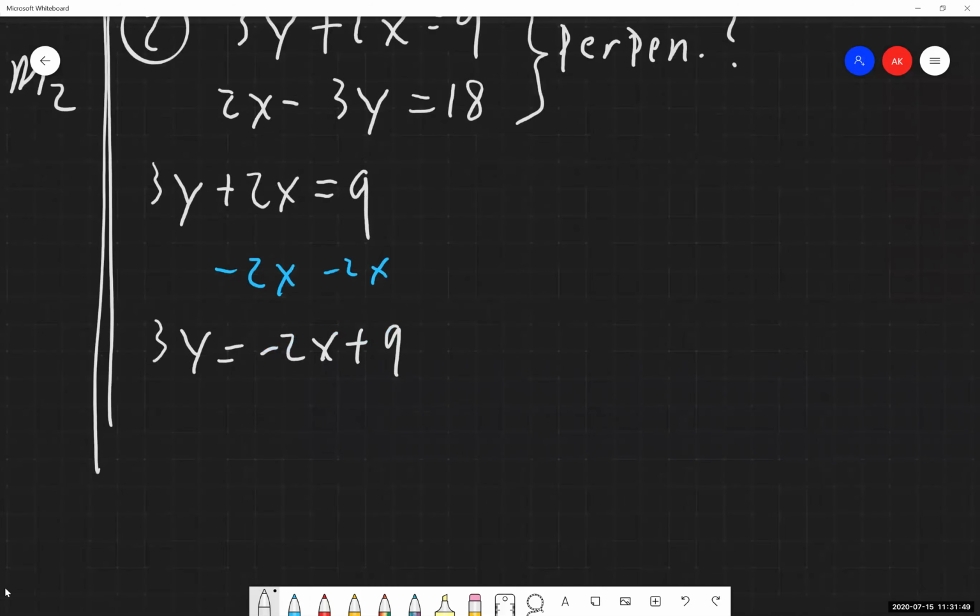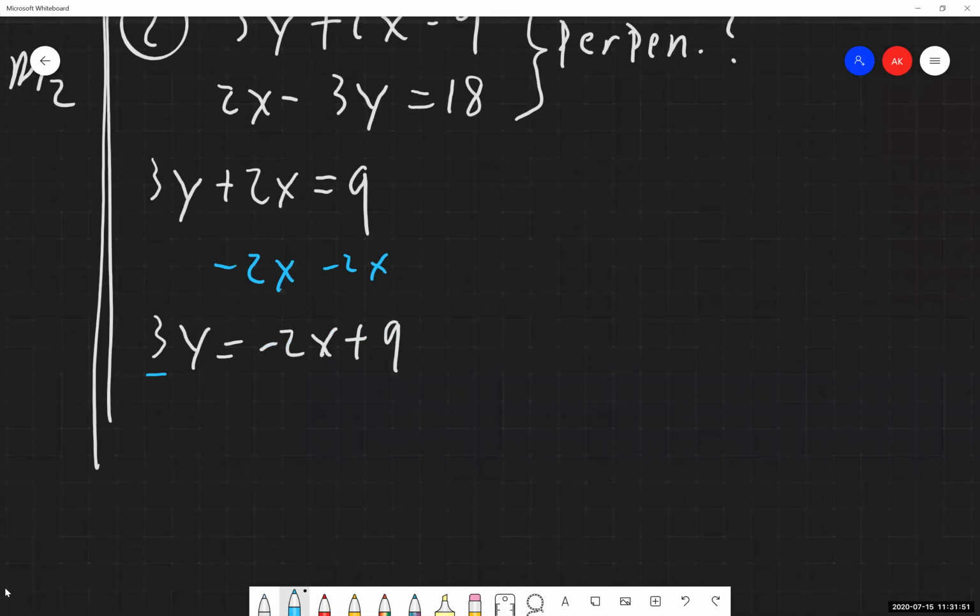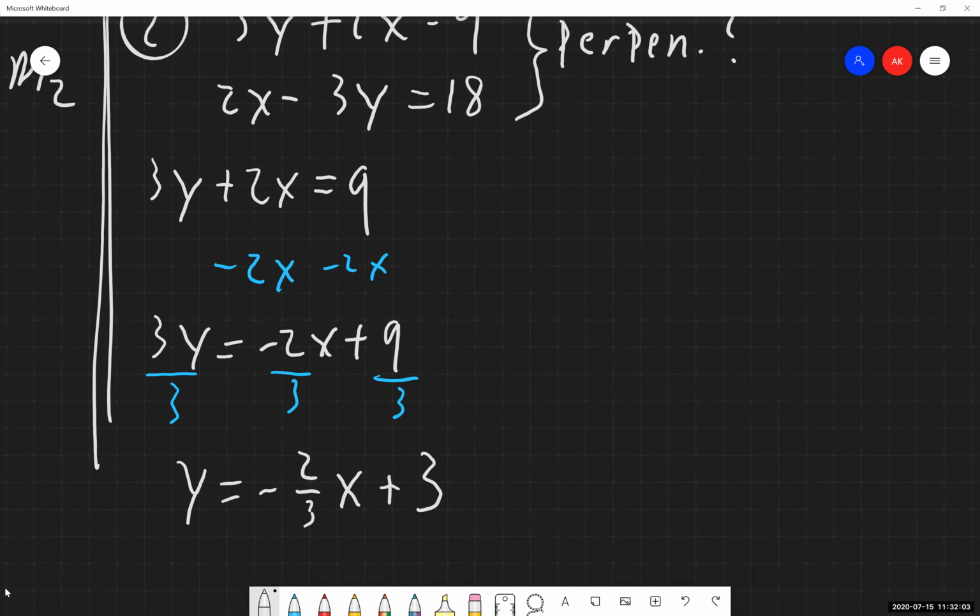Then I'm dividing both sides by 3 in every single term. So I have that there. So my first equation has been rewritten, and I have a slope of -2/3. Okay, so I now know what I'm looking for in my other one in terms of what I can compare it to if I'm trying to find a perpendicular slope.